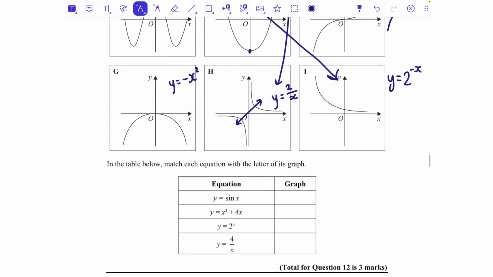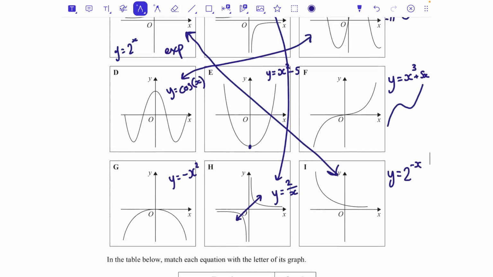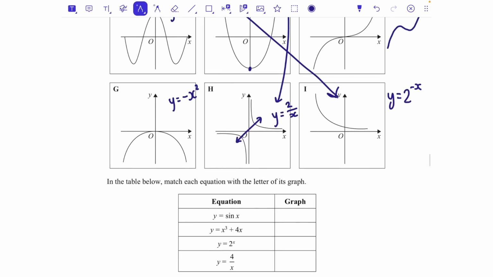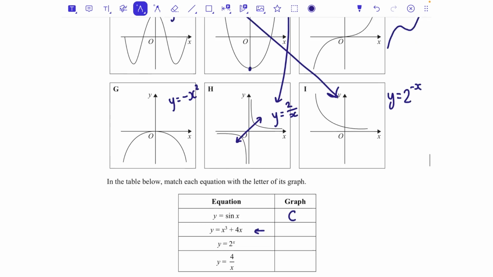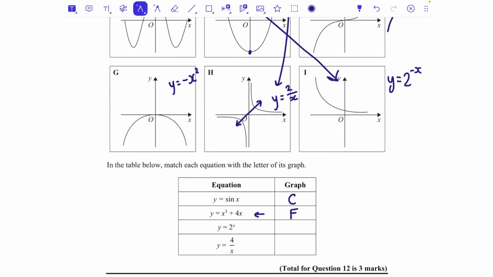Now, looking at what they've given us, we can now have a look and think which one makes most sense. So sine, we said that that was graph C. For the second one, we're looking for a cubic. And we can see that that was only possible for F. F is the only cubic that we were given there. And again, like I said, it didn't have an extra number, because we knew it was going through the origin, so that makes sense for that.